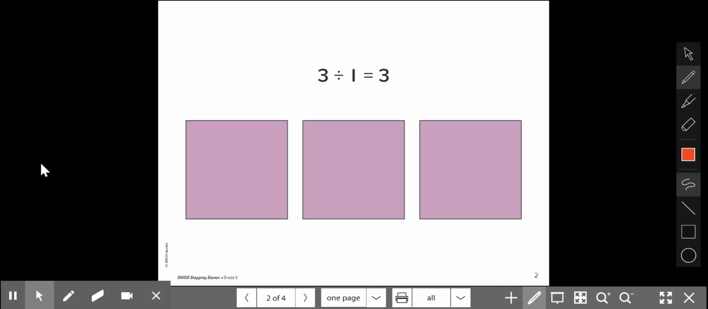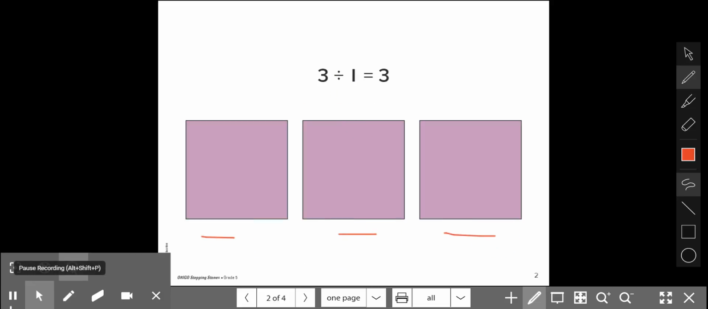Sometimes it's good, however, to look at this problem in terms of what it's really asking. So we've got 3 divided by 1, which we already know is 3. But what it's asking us is, if we have 3 of something and we want to put them into groups of 1, how many groups of 1 would we have? And you can see this visually shows us we have 3 groups of 1.